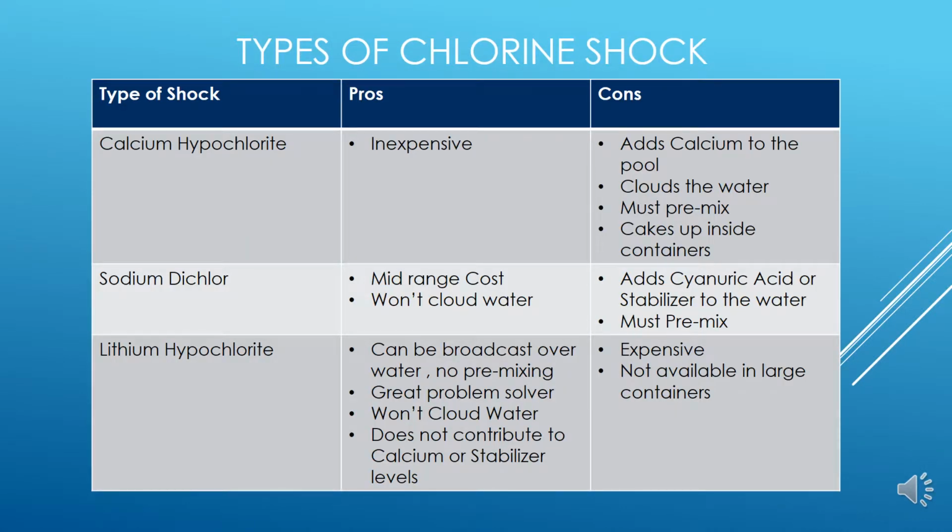Types of chlorine shock. Calcium hypochlorite is inexpensive. However, it adds calcium to the pool water, and you can't remove calcium from the pool water unless you drain a partial amount of water and refill with a lower calcium water source. It also clouds the water, perhaps for even a couple of days. You must premix it, and it can cake up on the inside of containers, making it difficult to mix or combine.